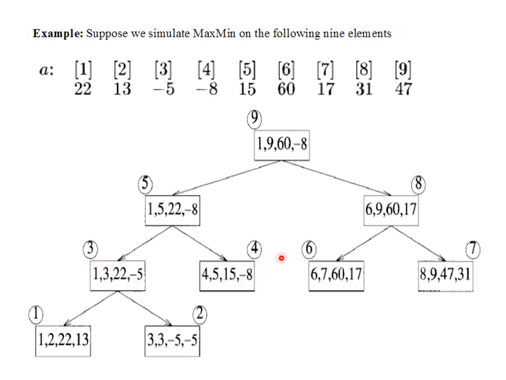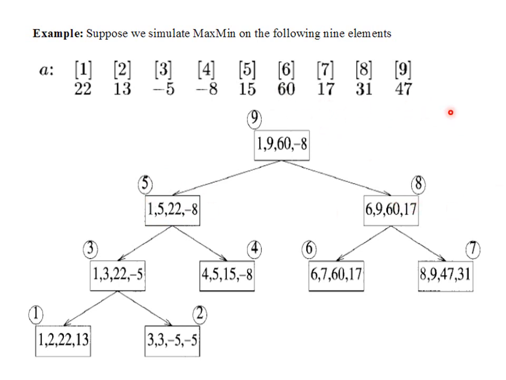So now these two items are the maximum and minimum for this fifth call. So what happened? Compare 22 and 15, so 22 is the maximum, and compare minus 5 and minus 8, minus 8 is the minimum, right? And this is solved. Now come to this one, that is 6 to 9.